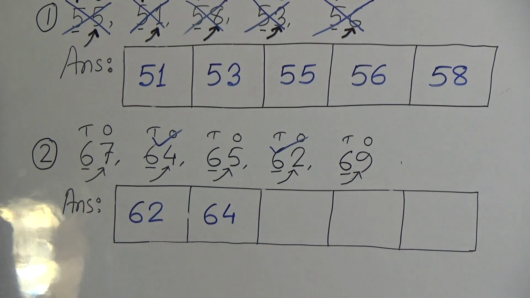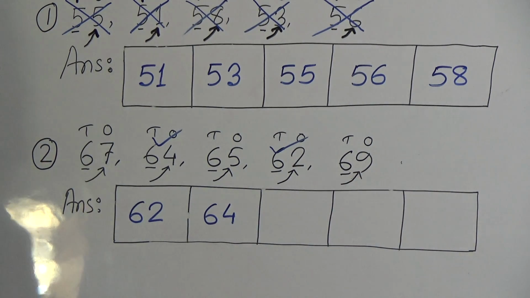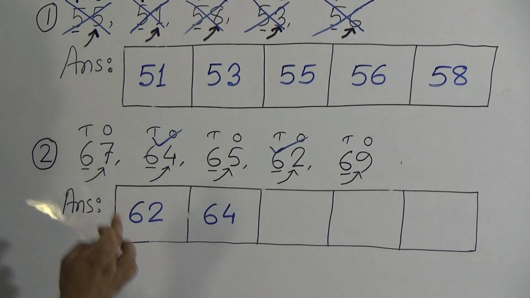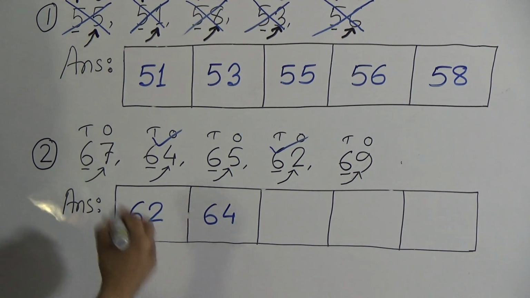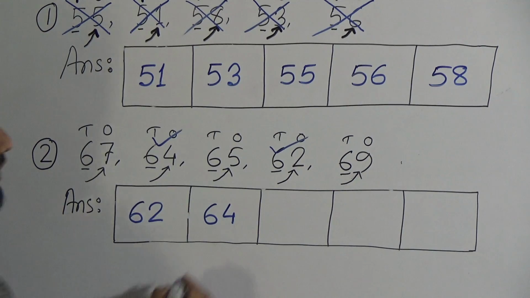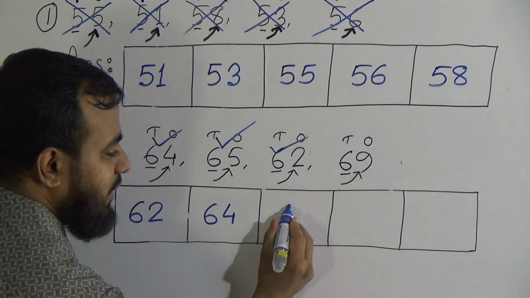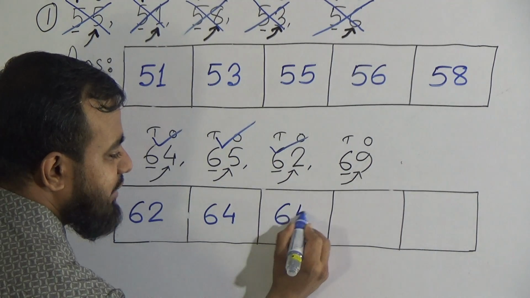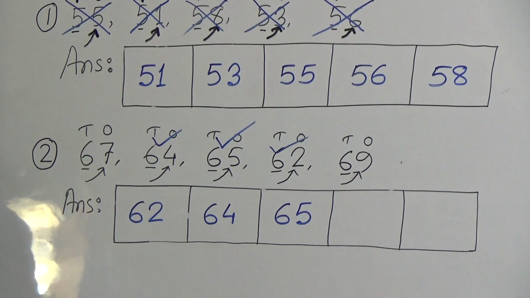Now we have the remaining 7, 5, and 9 in the ones place. My dear students, we know that among 7, 5, and 9, 5 is the smallest. That's why 5 will be our next smallest number. So we should tick 65 and we should write down 65 in the next blank, because 65 is our required next smallest number. Now look, we have only 2 numbers remaining.